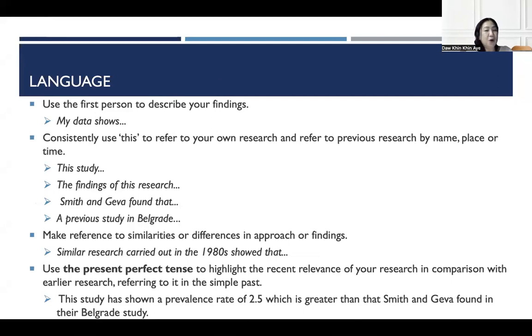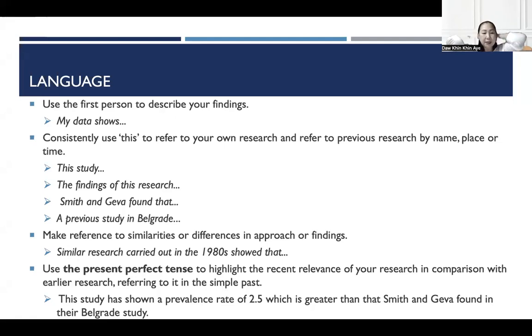Now, in terms of language, use the first person to describe your finding. You claim your ownership, okay? My data shows, this is what you have done. Consistently use this, and refer to your own research and to previous research by name, place, or time. For example, "this study" means your own research, "the finding of this research." And when you refer to other people's research, include the name or place or time, such as "Smith and Gilbert found that" or "a previous study in" a certain place. Okay.